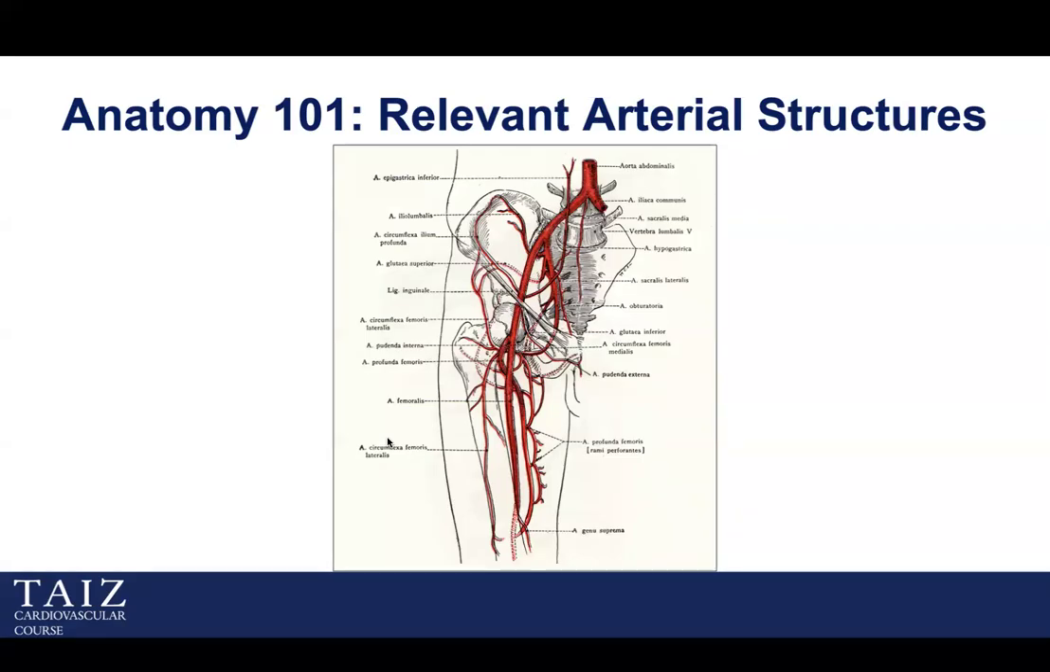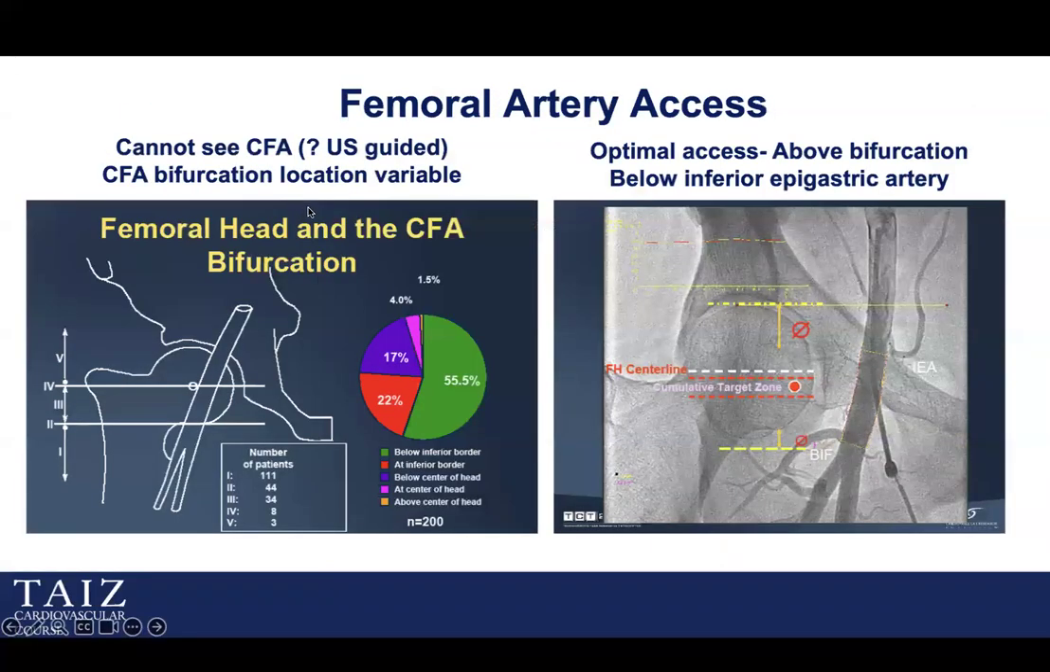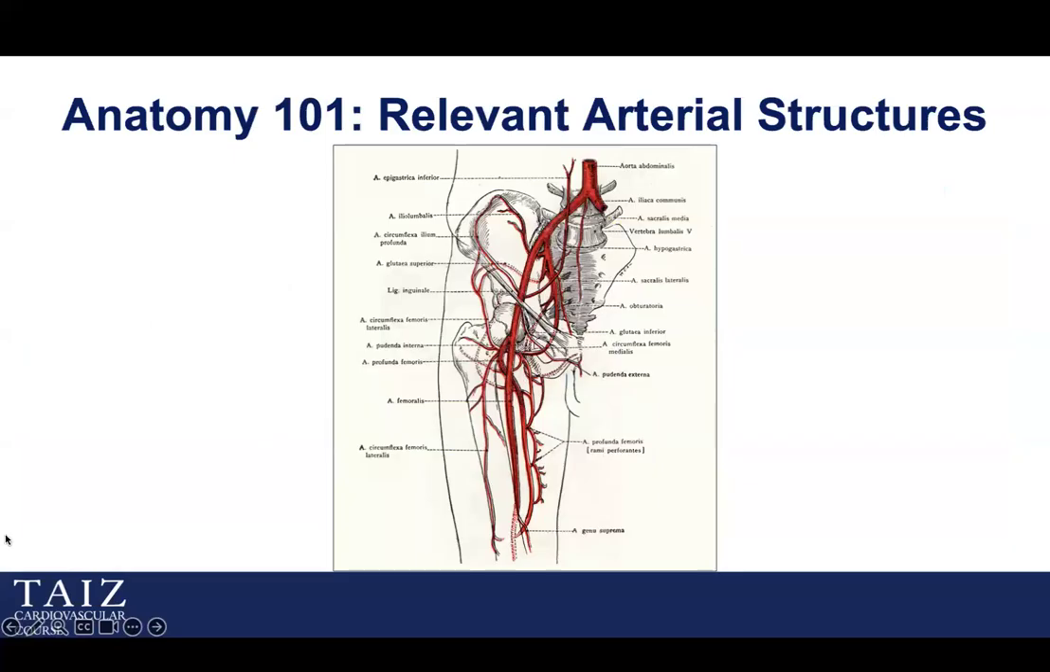This is just a schematic representation of the anterior superior iliac crest, and then the symphysis pubis, and then there is the inguinal ligament between them. And the inguinal ligament is the one that divides the retroperitoneum from the spot where you want to enter the femoral artery.